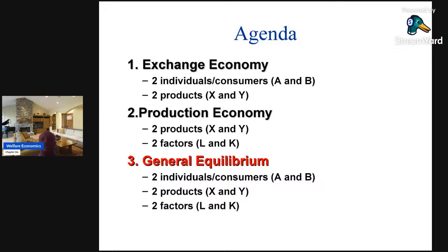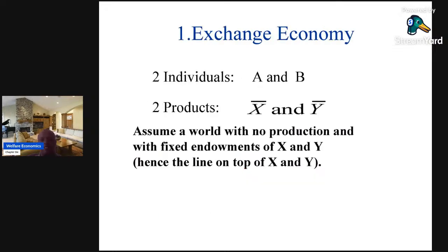Now, by coordinating these two economies, the exchange economy and the production economy, this coordination gives us together the general equilibrium. Under general equilibrium, the coordination gives us two consumers A and B, two products, product X and Y, and the factors of production, labor and capital.